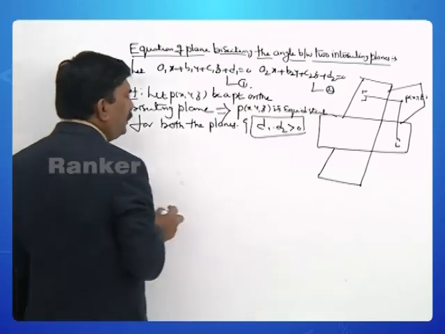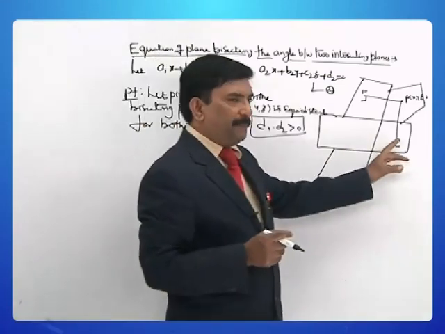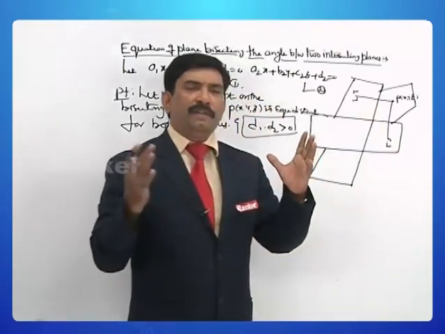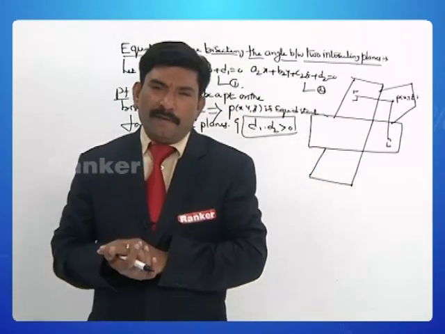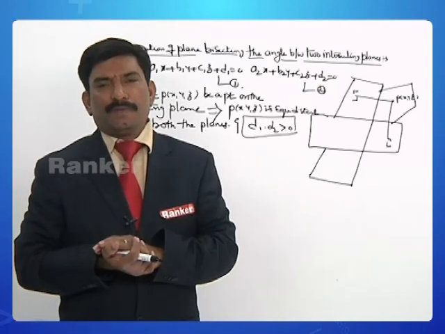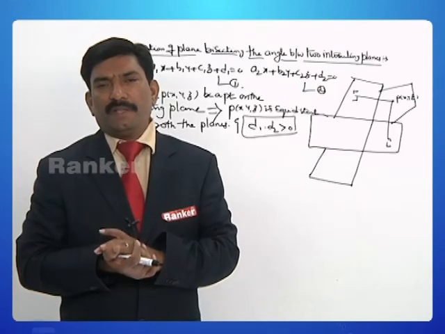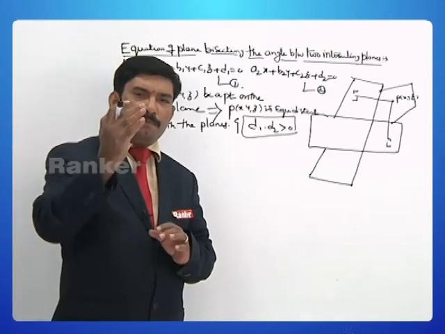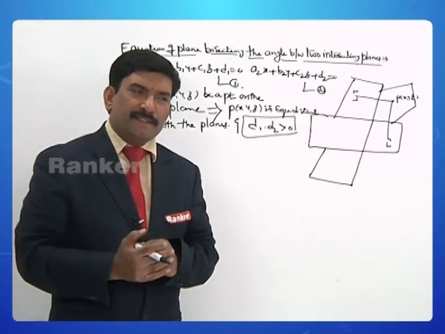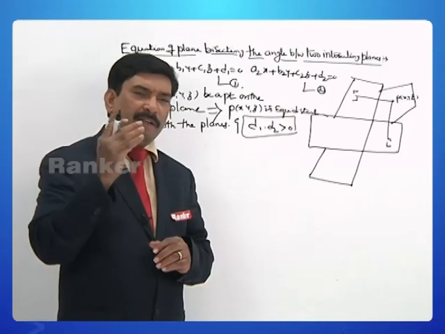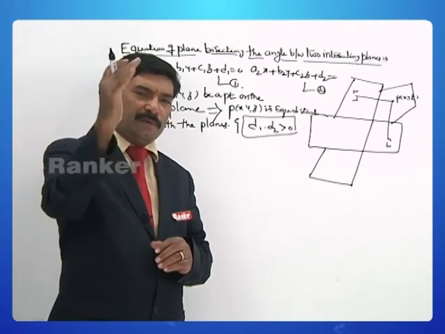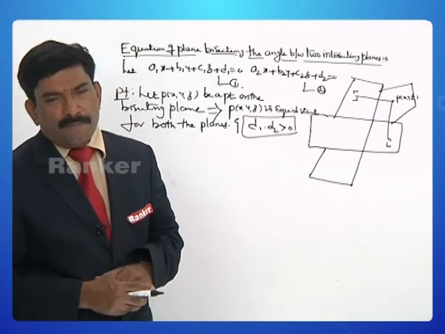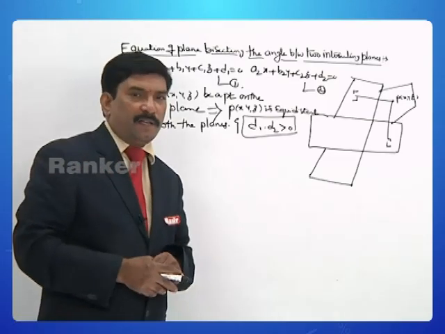Now take a point P. Let L be the foot of the perpendicular and M be the foot of the perpendicular from P to the two intersecting planes respectively. What is PL? PL is nothing but the perpendicular distance from the point P to one plane, and PM is the perpendicular distance from the point P to the other plane.